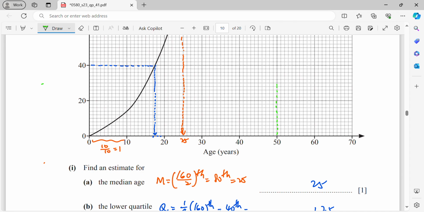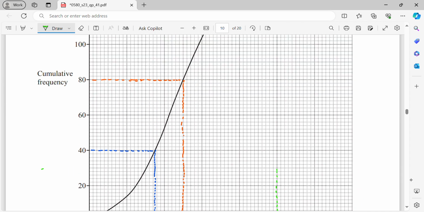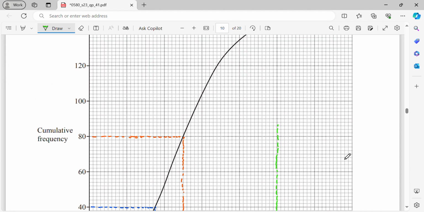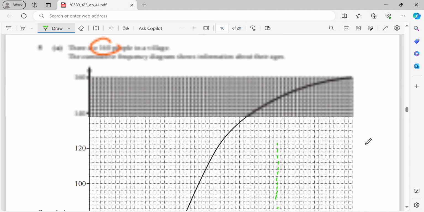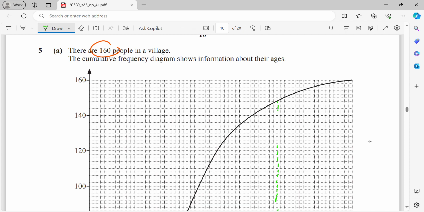So just draw the dotted line up to the graph. And then you need to read what is the total frequency first, I mean the cumulative frequency. Okay, then we draw the dotted line horizontally.